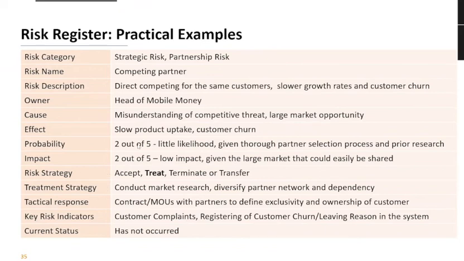Probability, 2 out of 5, which is little likelihood, given the thorough partner selection process and prior research. Impact, 2 out of 5. Here we could say it's a low impact given the large market that could easily be shared. However, for the small market, that could be not that small. So the risk strategy would be whether to accept, treat, terminate, or transfer.